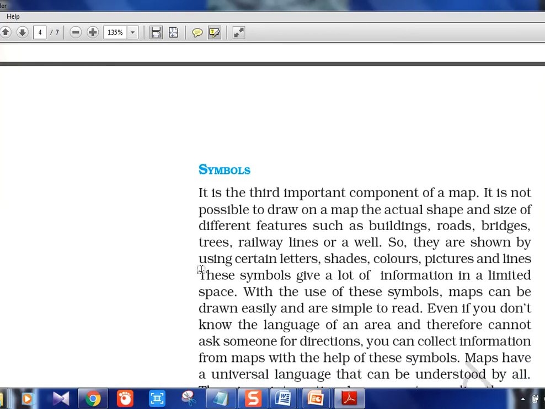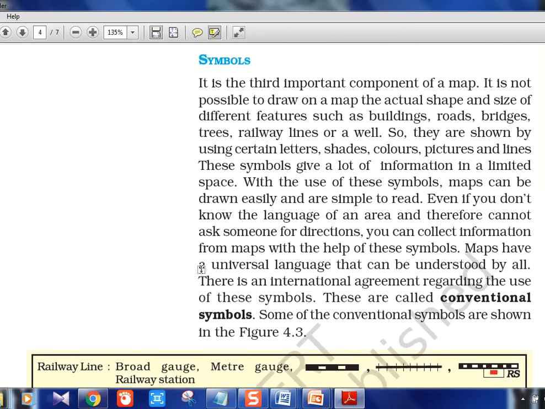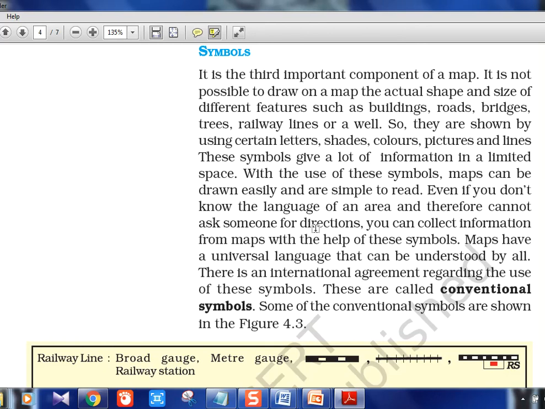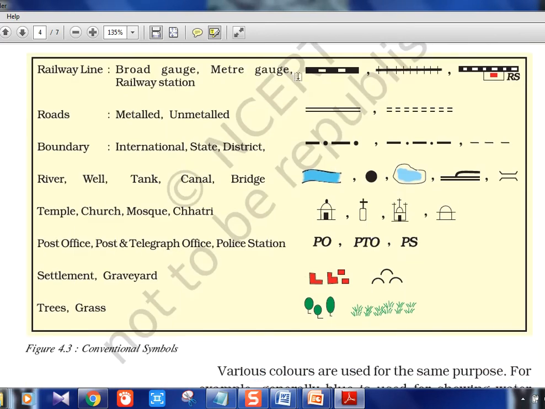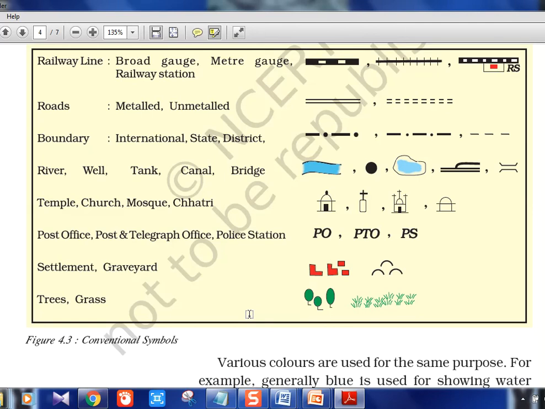Symbols are the third important component of the map. Like I told you, they will represent railway lines with something, roads with something. So this picture is enough, no need to read any text. Roads, metalled, unmetalled, boundary, international, district, state. Nothing needs to be learnt here, just things you know only, but this is how NCERT explains to 6th standard students.